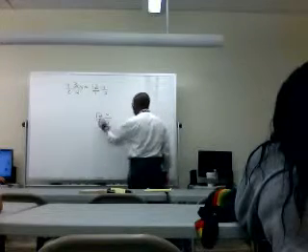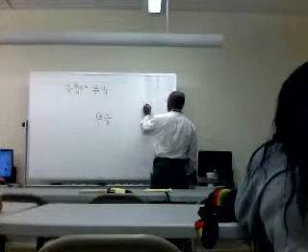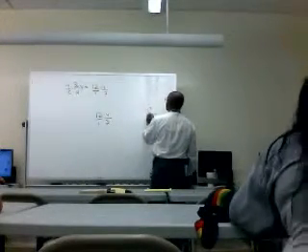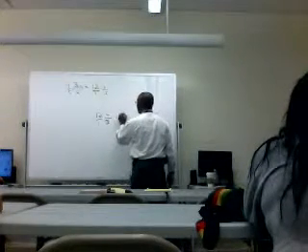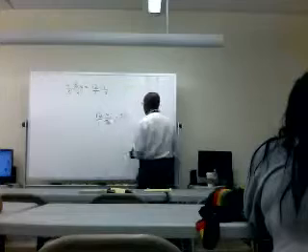Multiplying across will give us 12 times 4. Multiply that. 4 times 2 is 8. 4 times 1 is 4. That'll give us 48/3. Okay?